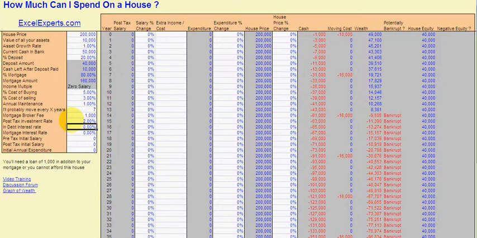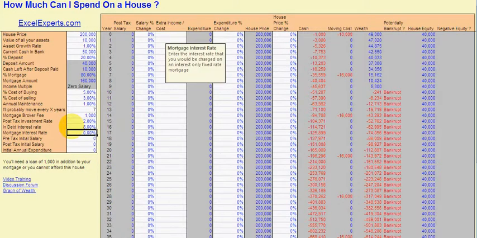Notice I haven't entered any salary here, so after not very many years I go bankrupt, so I need to earn money in order to buy this house. The in-debt interest rate is what I'm going to enter next. So this is if you have to borrow on a loan basis or on a credit card. These rates are generally quite high. I'm going to enter 8%.